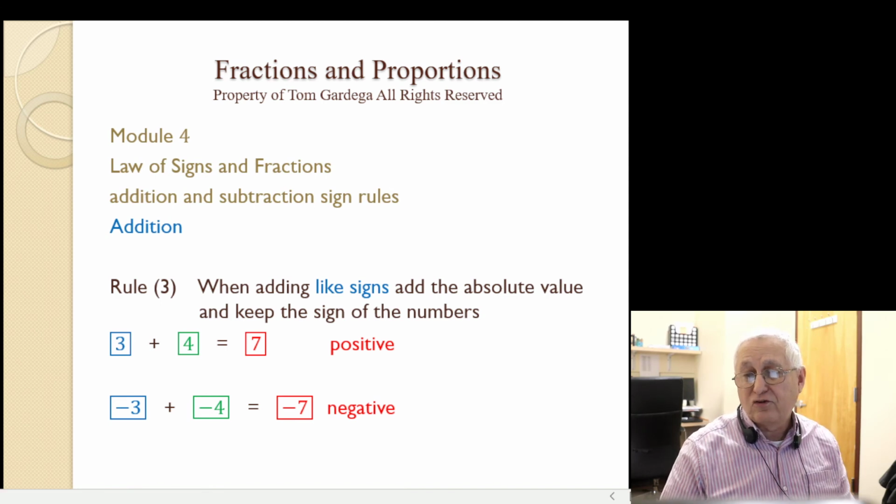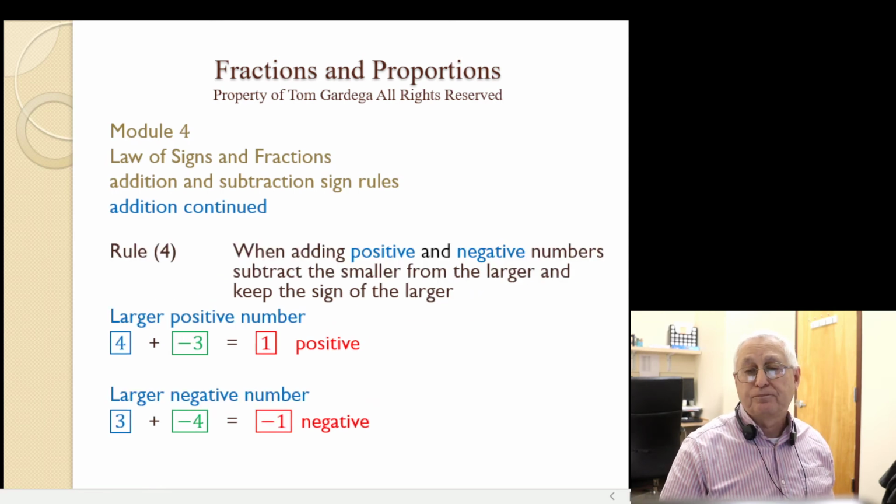When adding like signs, add the absolute values and keep the sign of the numbers. For example, 3 plus 4 equals 7. Minus 3 plus minus 4, we add the absolute values, which is 7, and we keep the sign of the numbers. This is negative 7.